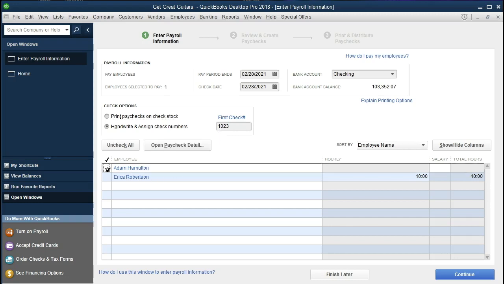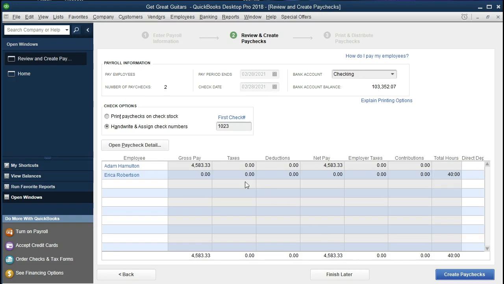We're going to select our two employees here. We've got Adam and Erica, and say continue. We will continue with this. And then what we need to do is go through here. We got the gross pay, but no taxes, no deduction, and no employer taxes. That's because we're using the manual system and we got to calculate those manually. And therefore, we're going to go through here and take a look at that.